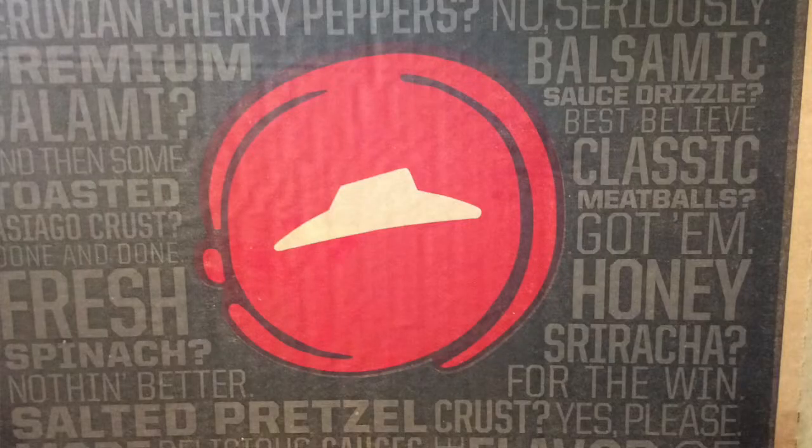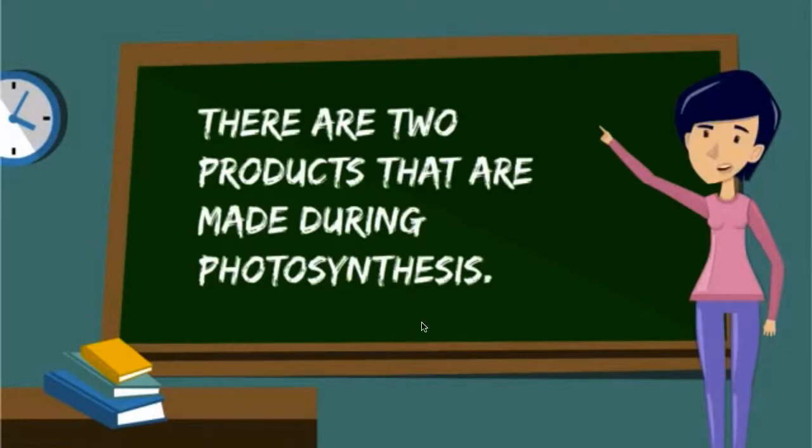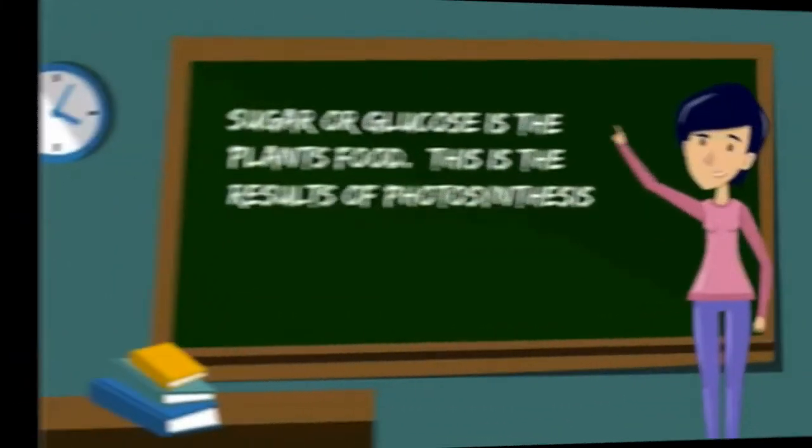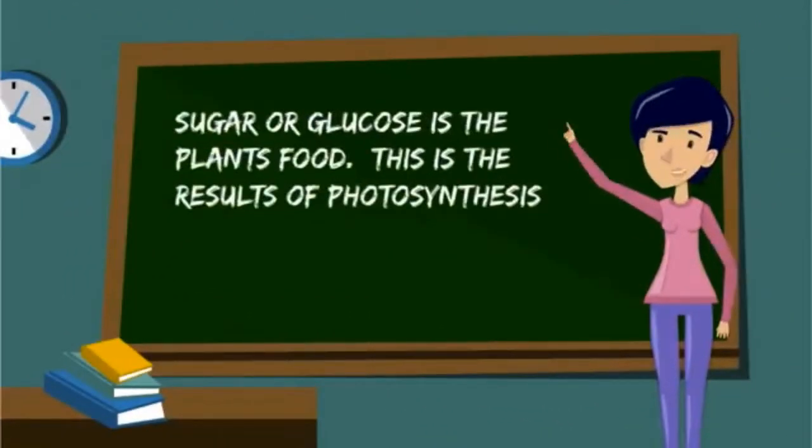Now, regardless of whether you make your pizza or you buy your pizza, you're going to end up with some trash or waste. The same can be said about photosynthesis. In photosynthesis, we're going to end up with 2 products, one that the plant will use and another one that's considered waste. Let's take a look at what this process looks like. There are 2 products that are made during photosynthesis. Sugar or glucose is the plant's food. This is the result of photosynthesis.